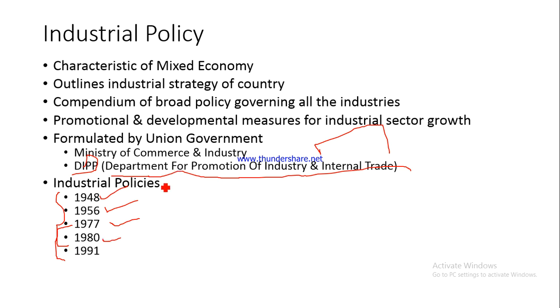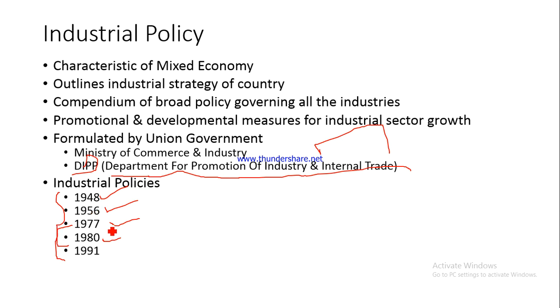See, in 1948 we had just gained our freedom and we were new to this kind of experience, so we came up with an industrial policy. But very soon we realized that we would have to make further changes. We had to come together with major revisions and modifications, and that is why the 1956 industrial policy came up. And then it continued till 1977.